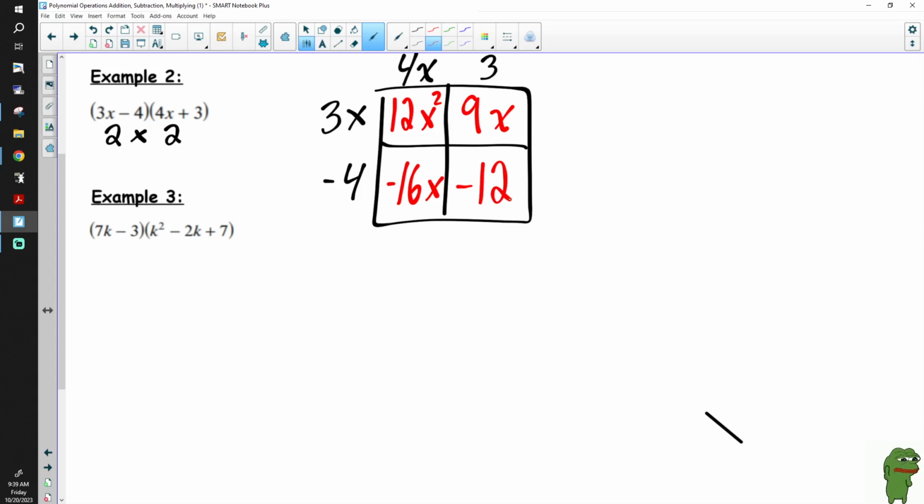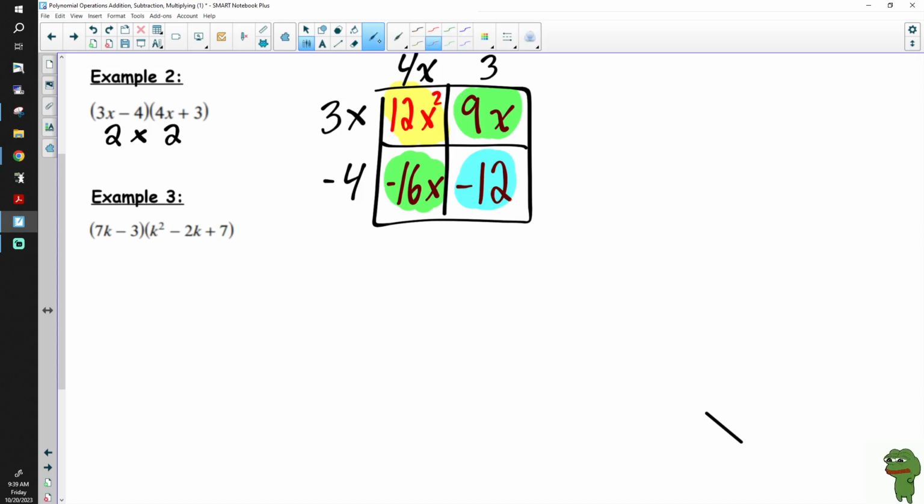Okay, now we're going to look at our box and figure out what are all of our like terms. So does 12x squared have any like terms inside our box? No other x squareds. What about what other x's do we have? Negative 16x. And then we have negative 12. No like terms. So now we're going to write our final answer.